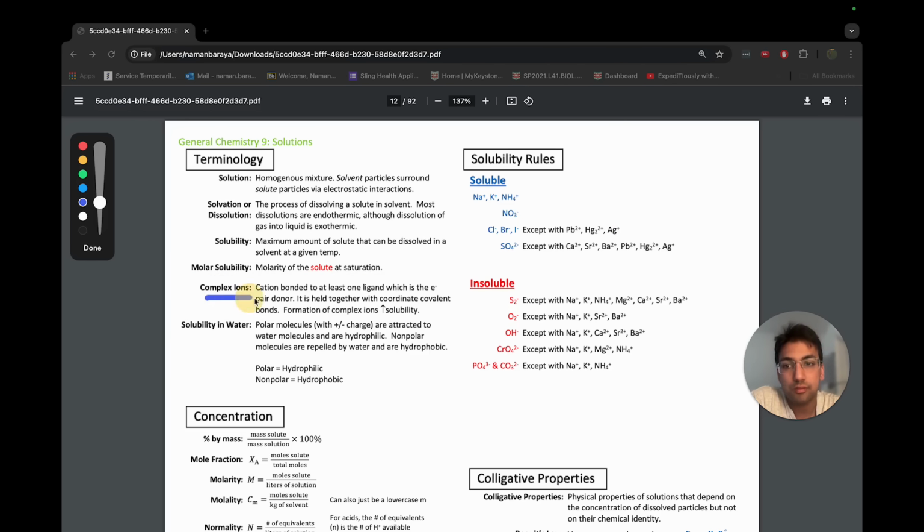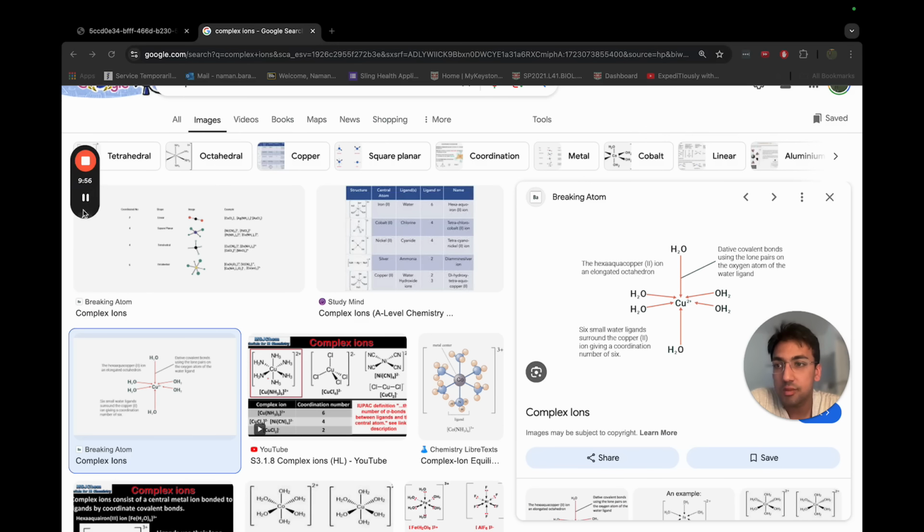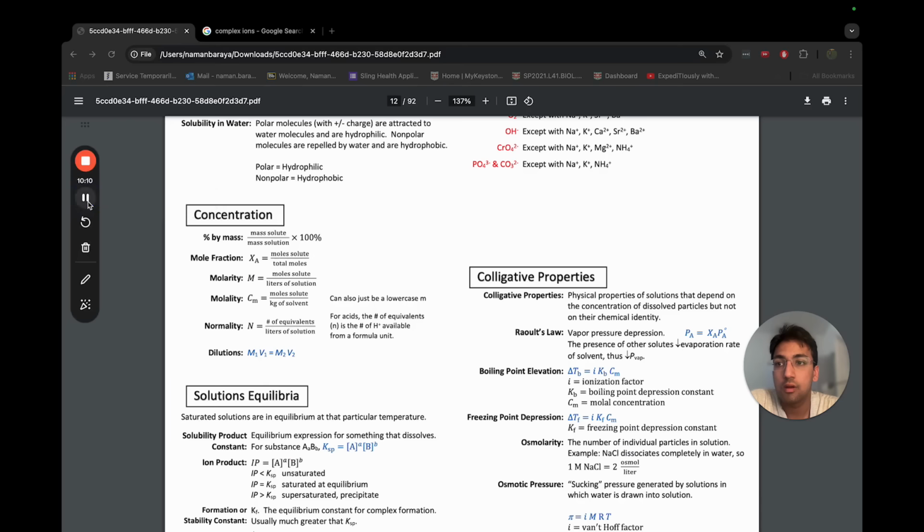You have complex ions. A complex ion is a cation bonded to at least one ligand, which is an electron pair donor. And I'll show you an example of complex ions. So this is an example of a complex ion over here. You can see that there's a copper, and then there's all these H2O particles that are ligands of this copper particle, and that's basically a complex ion. So solubility in water is something I just talked about.